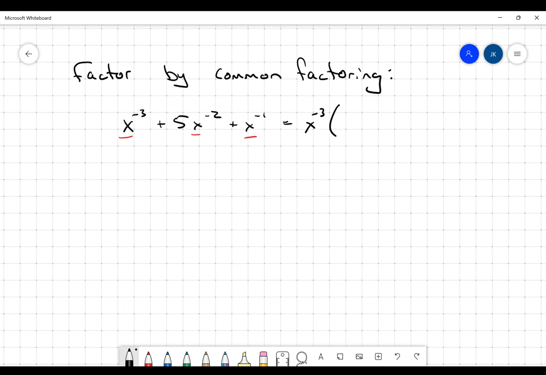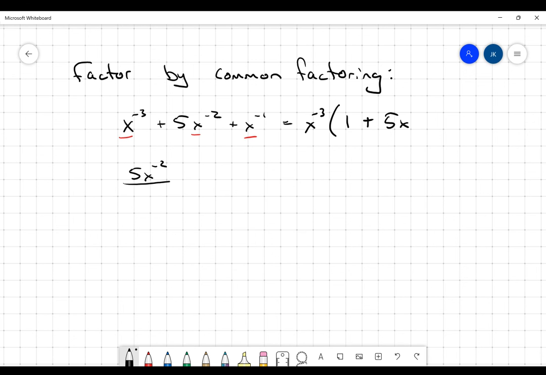And when I do that, x to the negative 3 divided by x to the negative 3 is simply going to be 1. And then I'm going to get 5x to the negative 2 divided by, because that's what I'm doing when I'm factoring it out, I'm dividing, 5x to the negative 2 divided by x to the negative 3 is actually going to end up being 5x. And I know that this tends to be something that people will look at and go, wait a minute, what? How did that happen? Well, here we go.